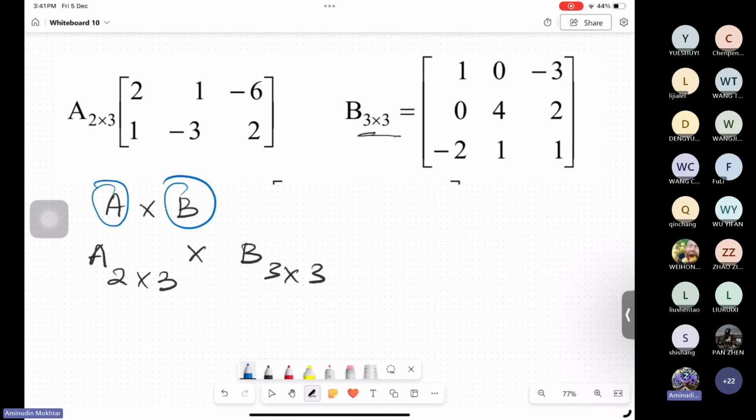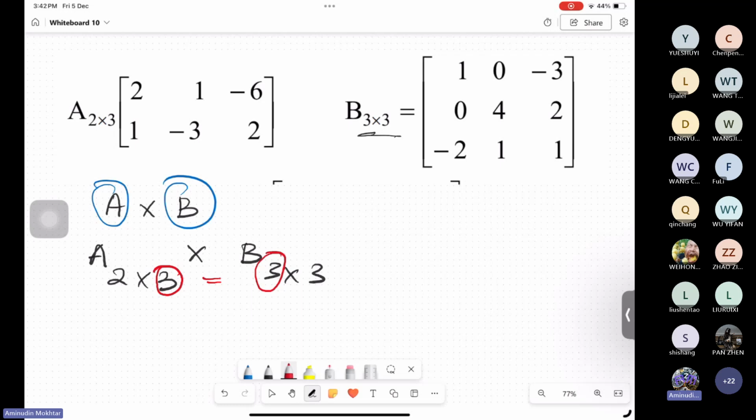So before we can proceed, we need to check the rule, the condition here. The number of columns of the first matrix, the number of columns of matrix A, which is 3, must equal the number of rows of matrix B. In this case they are equal, so we can find the multiplication of A and B. The product of A and B can be calculated because the number of columns of the first matrix is equal to the number of rows of the second matrix.